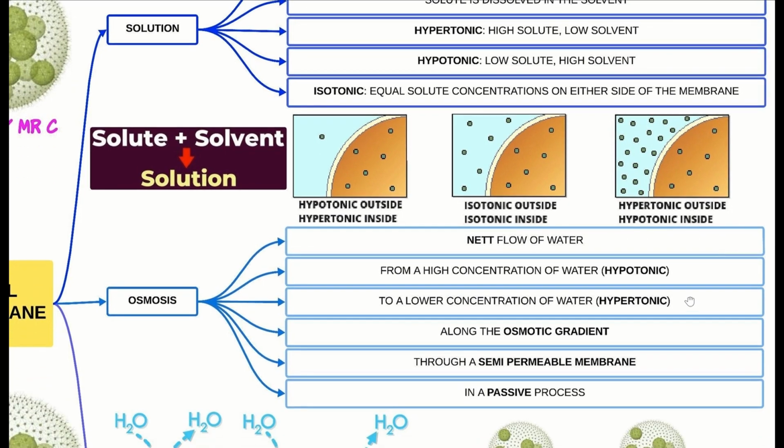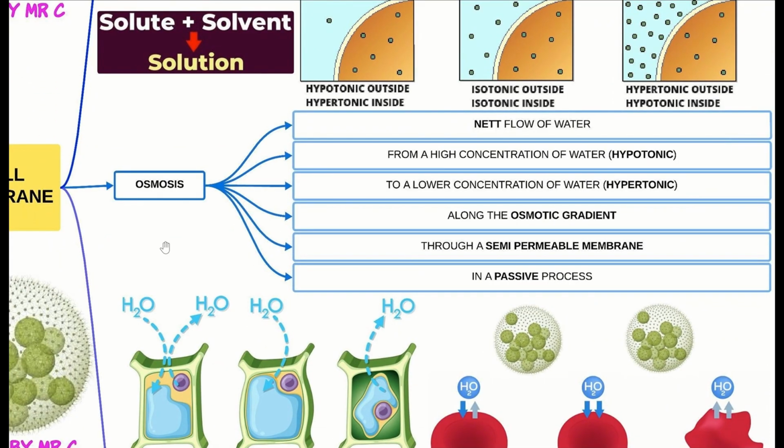All right, now we think about osmosis. The definition of osmosis is the net flow of water. Net means the overall. So the overall direction of water flow from a high concentration of water, which we know to be hypotonic, to a lower concentration of water, which we know to be hypertonic. So we always say osmosis flows from hypo to hyper.